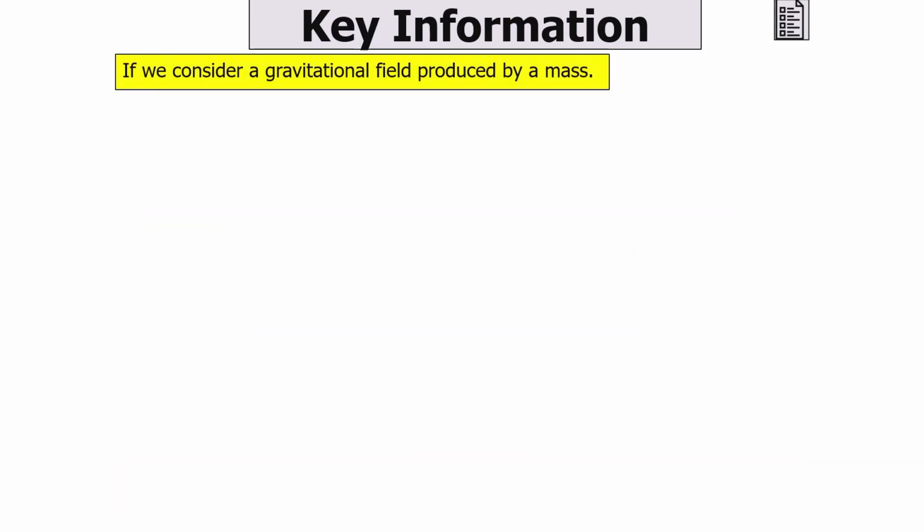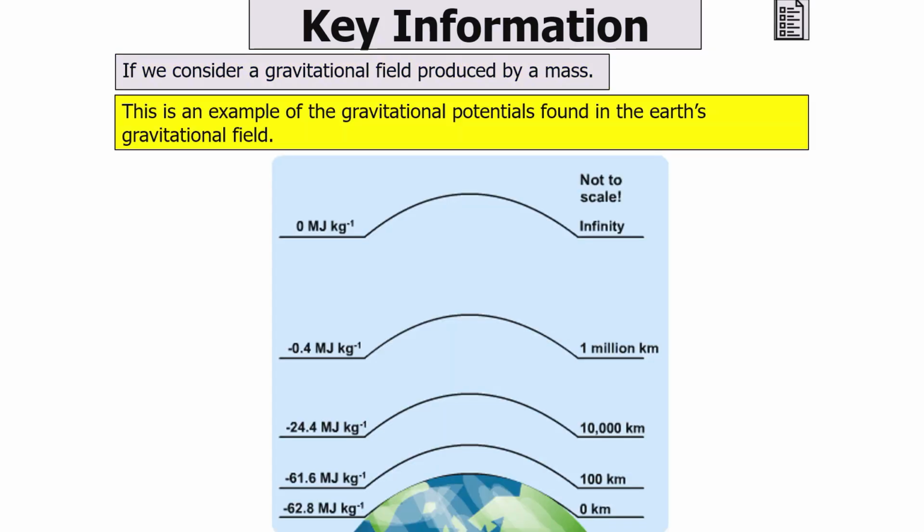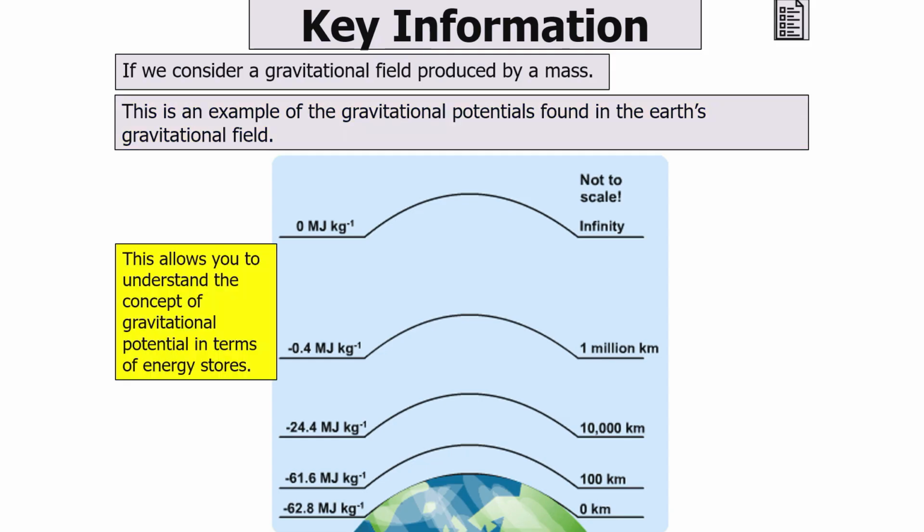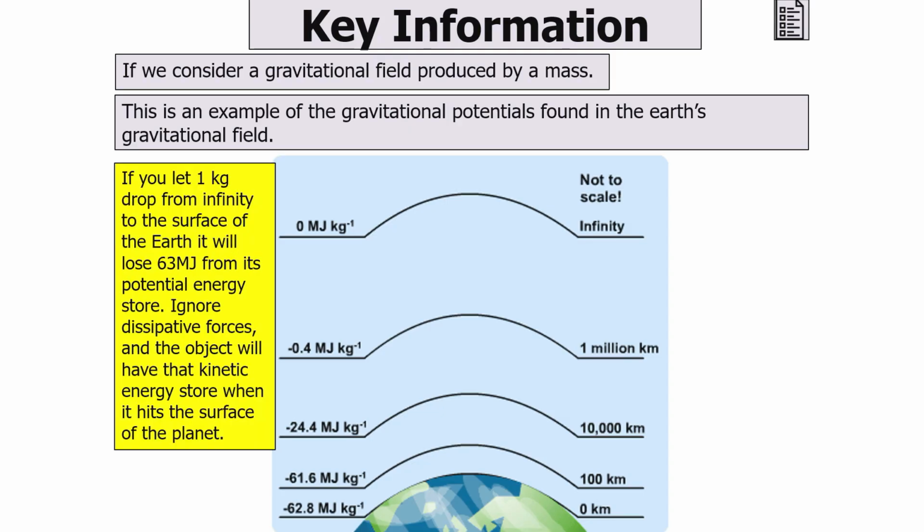So if we consider a gravitational field produced by a mass, we can see here an example of gravitational potentials found in the Earth's gravitational field. This allows you to understand the concept of gravitational potential in terms of energy stores. So if you let 1 kilogram drop from infinity to the surface of the Earth, it will lose 63 megajoules from its potential energy store. This is ignoring dissipative forces, and the object will have that kinetic energy store when it hits the surface of the planet.